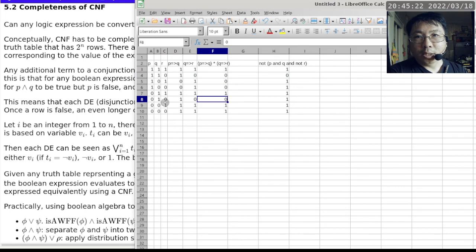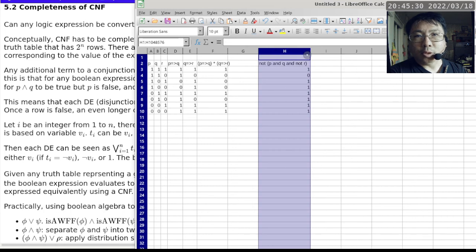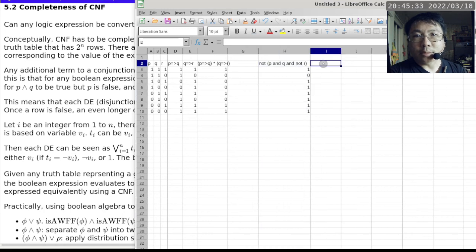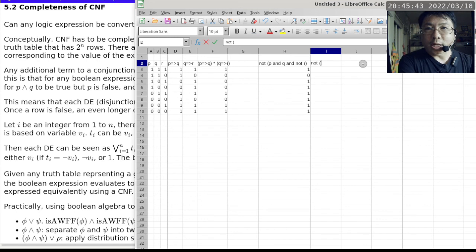Okay, so this one has P being false, Q being true, and R being false. So what we want to do is to make something like that, right? It's a NAND expression starting with a not, and then we are doing a bunch of ANDs in between inside the parentheses. So in this case, we want P to be negated. We want Q to be non-negated, and we also want R to be negated.